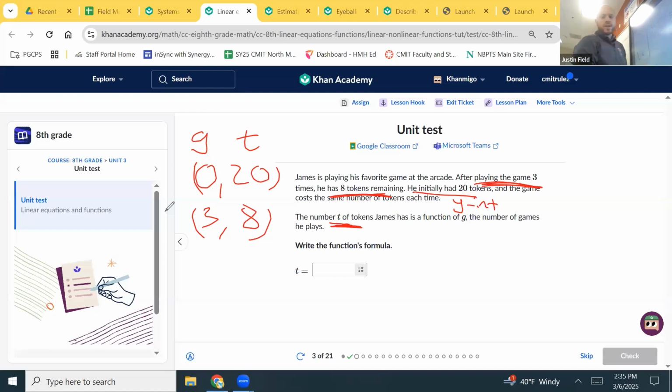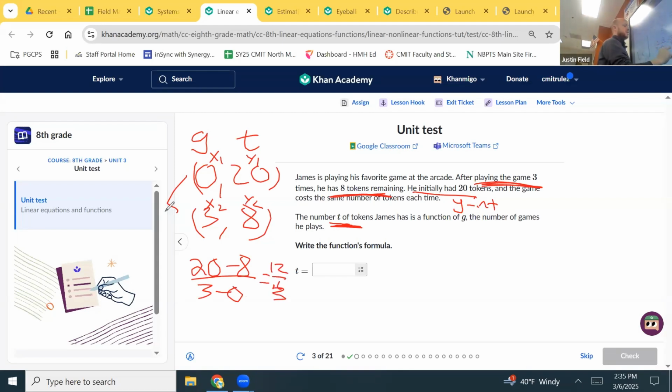Okay, so now we got to write the function's formula. That means we got to write the thing in slope intercept form. So we'll label our points x1, y1, x2, y2. We'll find the slope. We already got the y-intercept, and that's it. So 20 minus 8 over 3 minus 0 is 12 over 3, which is 4. So this function is 4x plus 20.